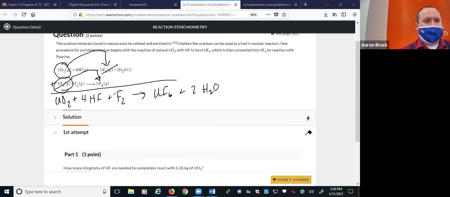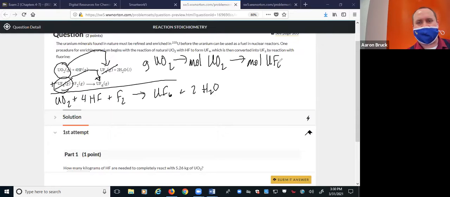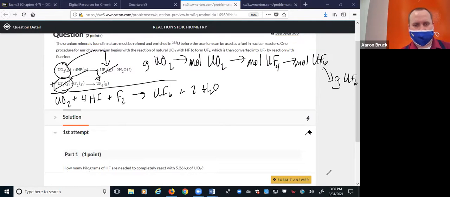So if you didn't know to add them together, you'd have taken your grams of UO2, converted it into moles of UO2, converted that into moles of UF4, used the second equation to convert them into moles of UF6, and then taken that to grams. All right, well, let's try it out.